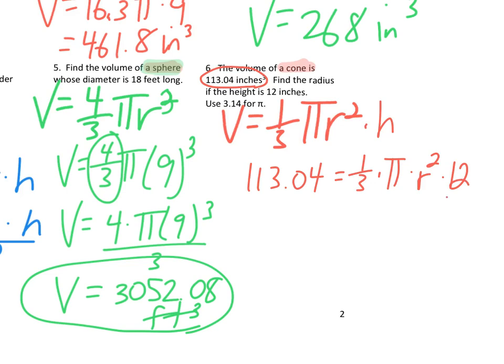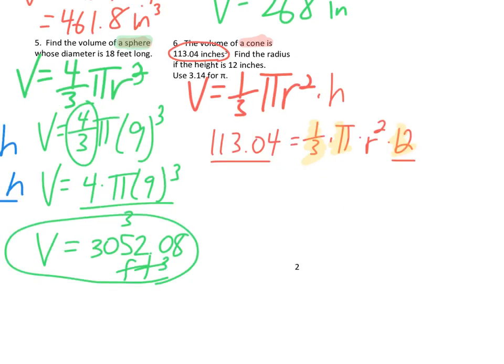So I have the height and I have the volume, but I do not have the radius. I need to solve for this radius. So let's simplify what we can on the right-hand side of this equation. What we can simplify on the right is 1/3 times pi times 12. Let's clump those together through multiplication and see what we get. When I multiply 1/3 and pi and 12, I get 12.566 times r squared.